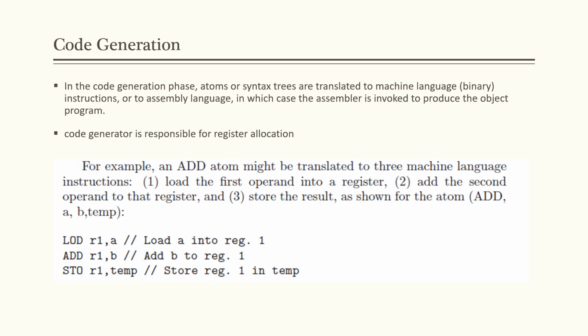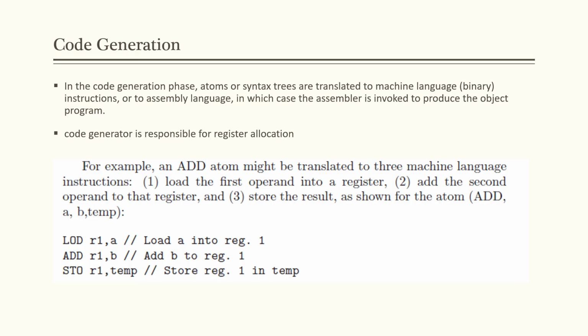Okay, the code generator is responsible for register allocation. It means that you already generated the atoms, and each atom represents certain operations. Now you want to know how to allocate them inside the memory, because you can only compute when you put it inside the memory allocations.